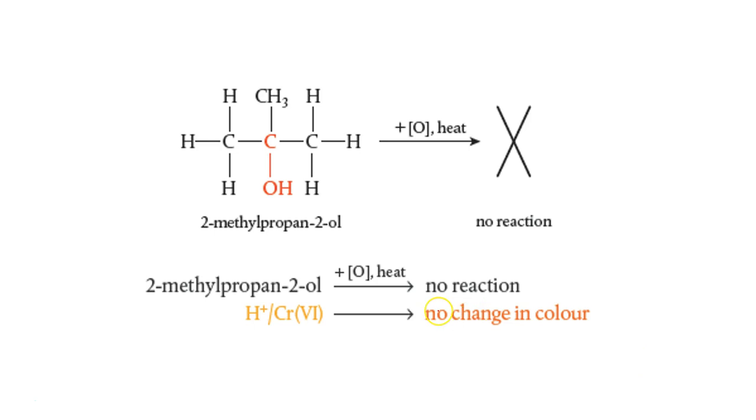And this is what we have here. 2-methylpropan-2-ol is a tertiary alcohol. We can try and oxidize this and heat it, but we'll see no reaction, which means that our dichromate will stay orange in color, indicating that we have a tertiary alcohol. And this is one way we can distinguish between tertiary alcohols and primary or secondary alcohols.